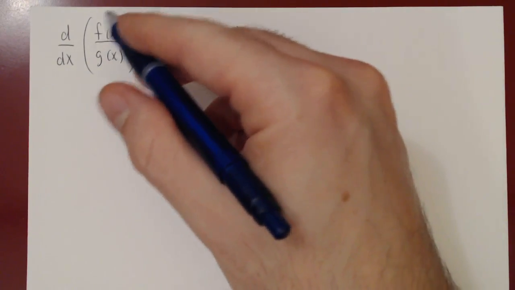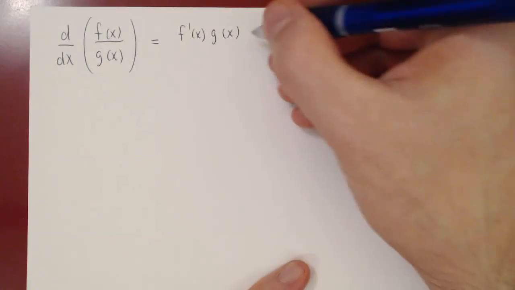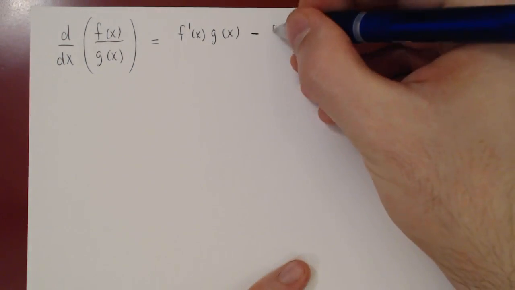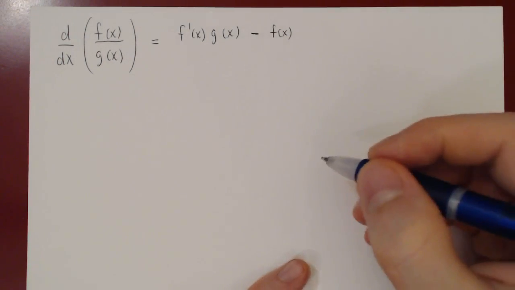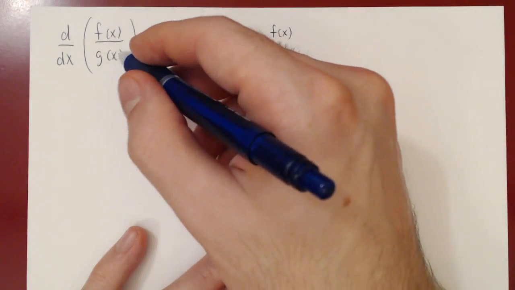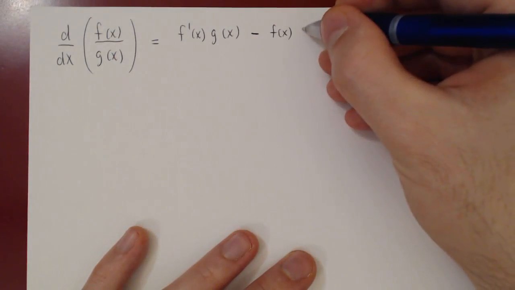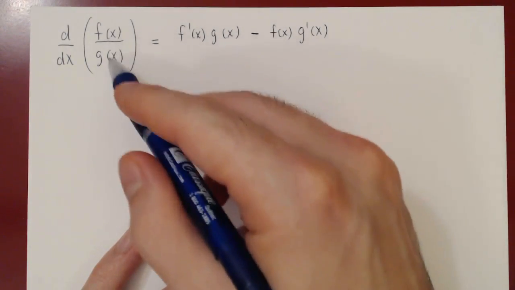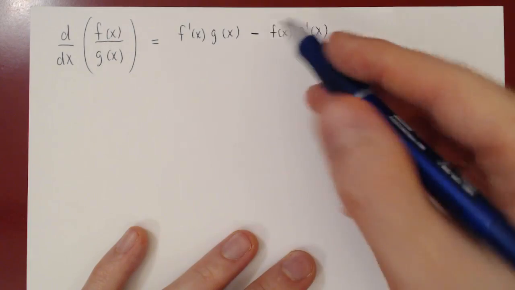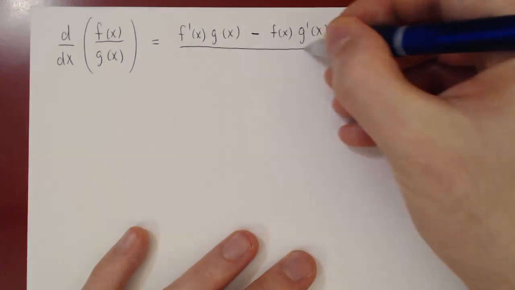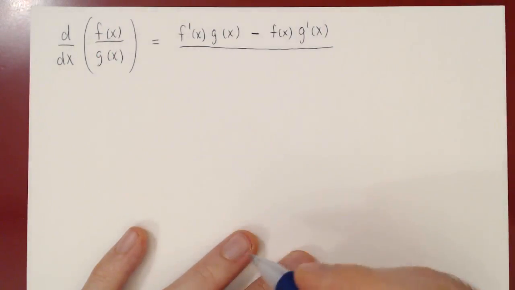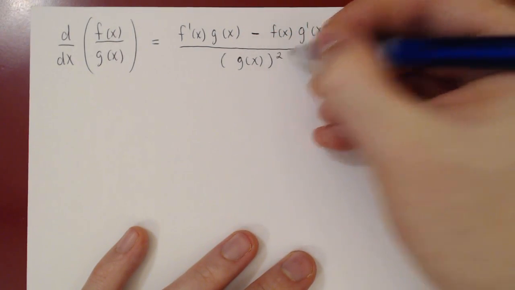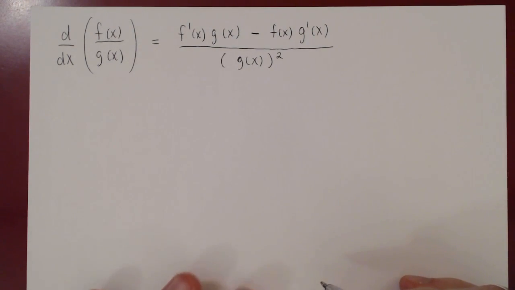So the derivative of the numerator times the denominator, and then minus the numerator, f, times the derivative of the denominator, g. So f prime times g minus f times g prime all over g of x all squared. And that is the quotient rule.